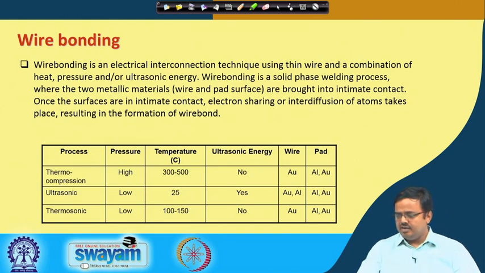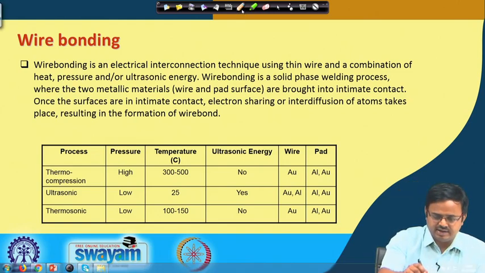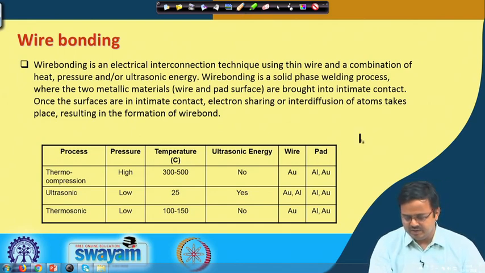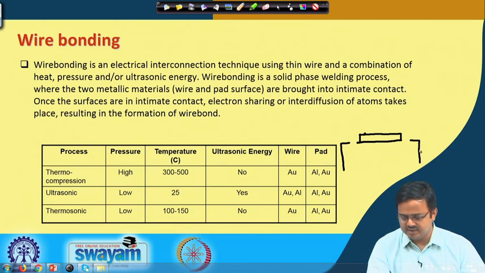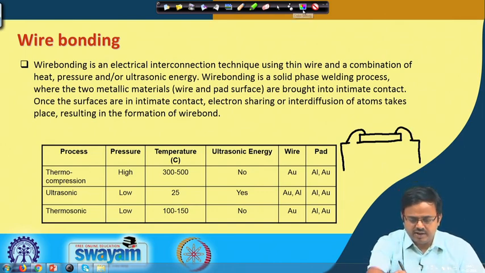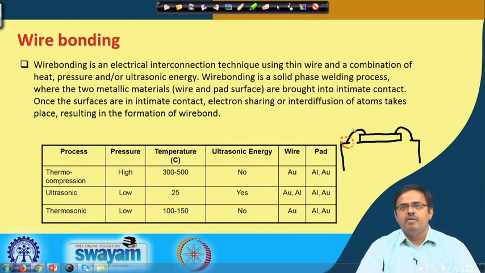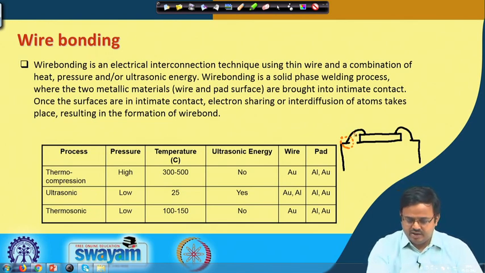If I draw directly on this slide, remember, this is my silicon and then this was my interconnect, and this wire bonding was happening like this. So, what is the bond area? The bond area is over here, where this wire and this pad surface are brought into intimate contact.